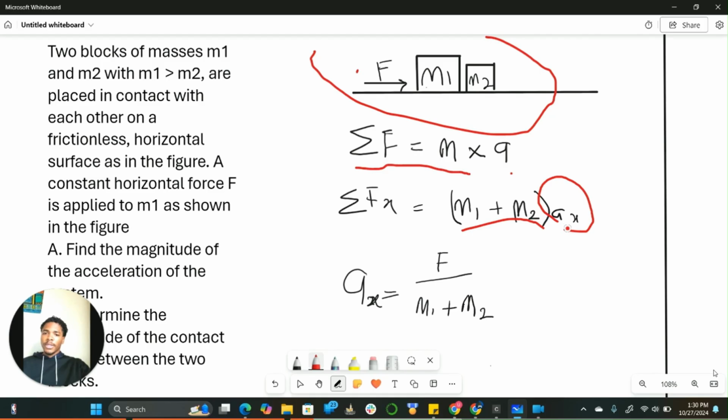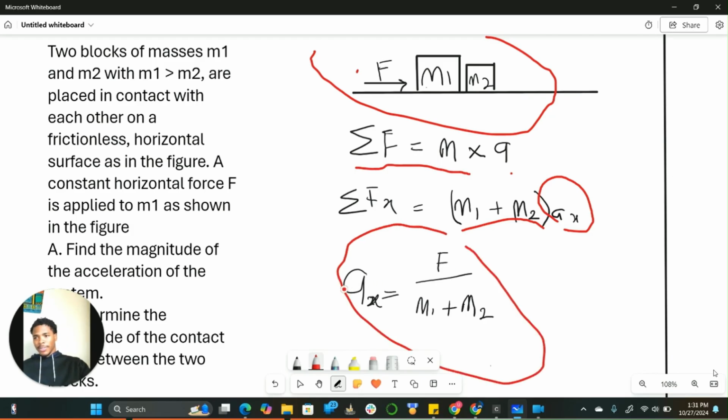We can make ax the subject of the equation by dividing both sides by m1 plus m2. We get that ax is equal to F over m1 plus m2. And that is how we get the answer to the first question, the magnitude of the acceleration.